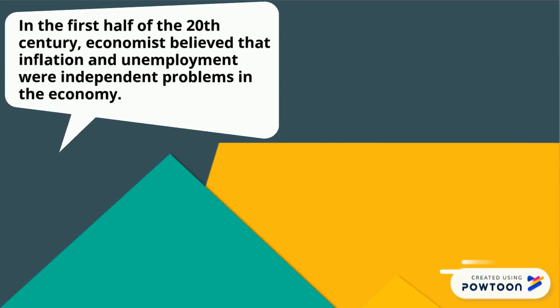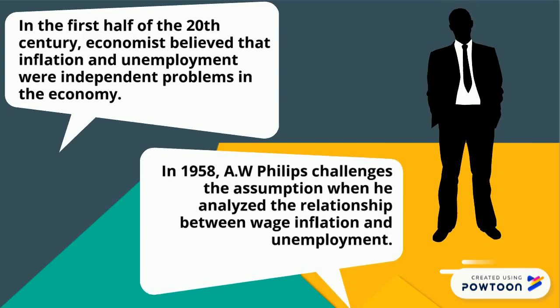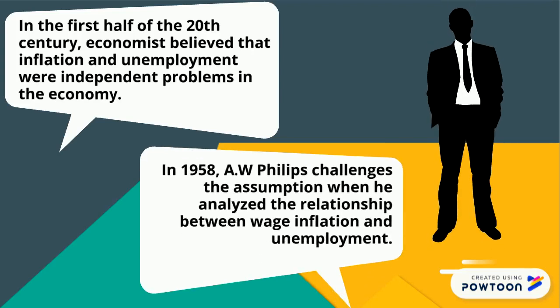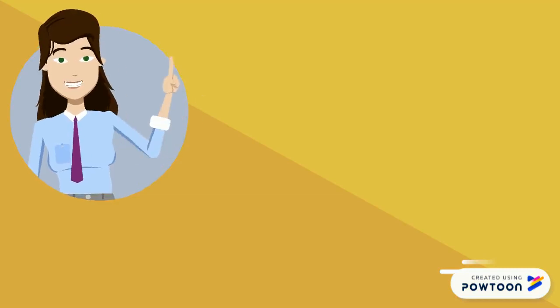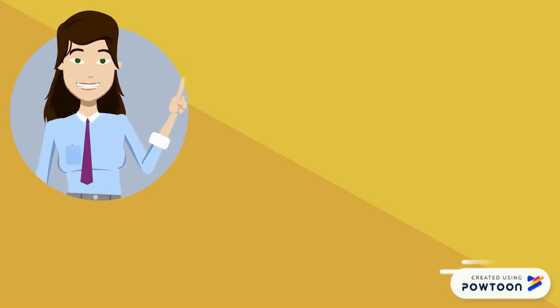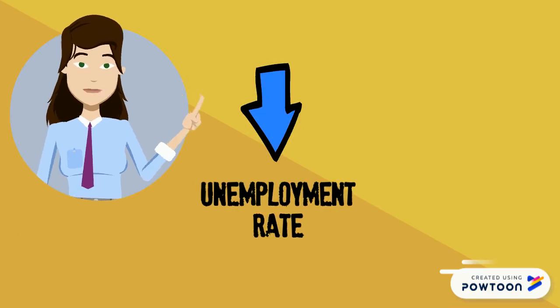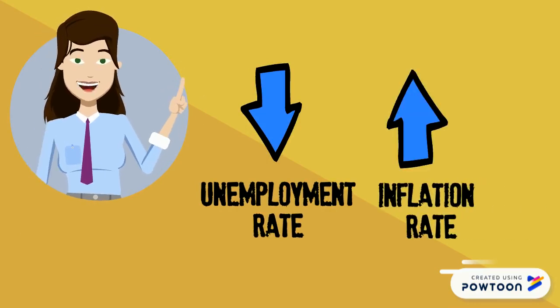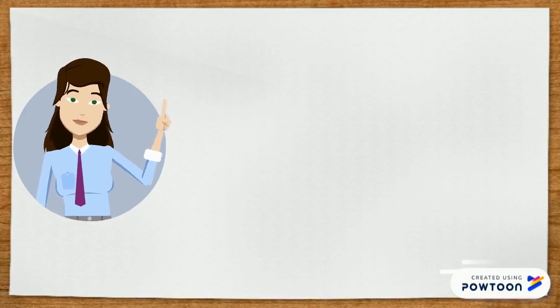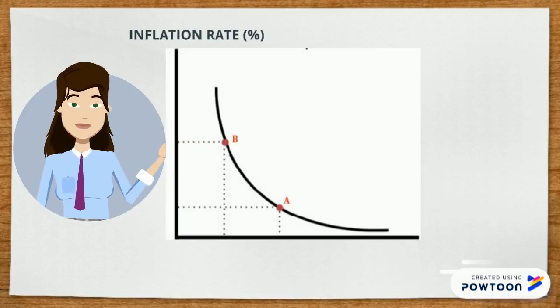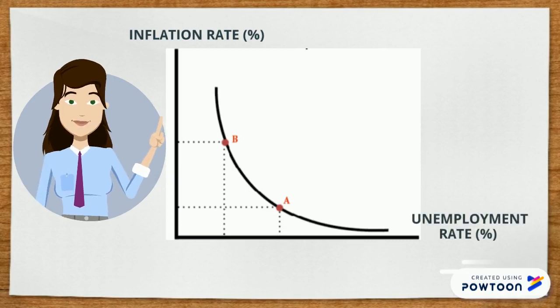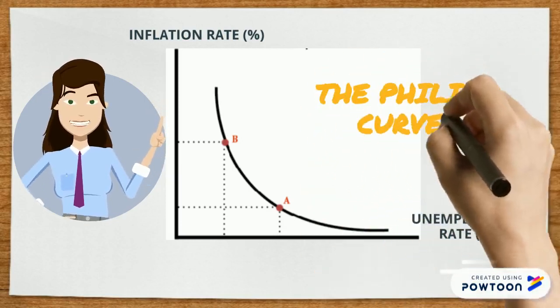But in 1958, a British economist, A.W. Phillips, challenged those assumptions when he analyzed the relationship between wage inflation and unemployment. He observed that there was a strong inverse relationship between wage inflation and unemployment, meaning that a lower unemployment rate would result in higher inflation. The graph of this inverse relationship between inflation and unemployment is known as the Phillips curve.